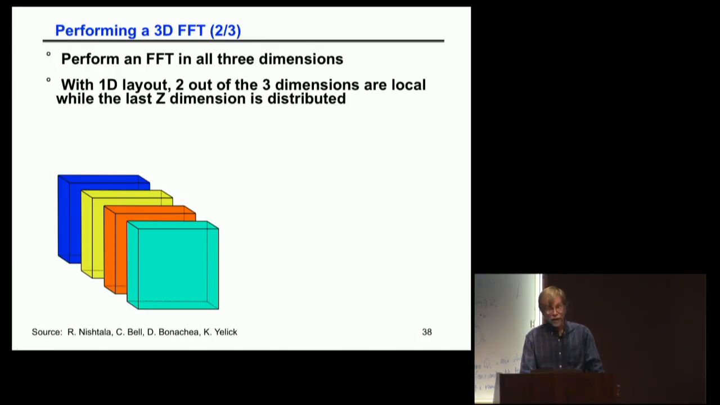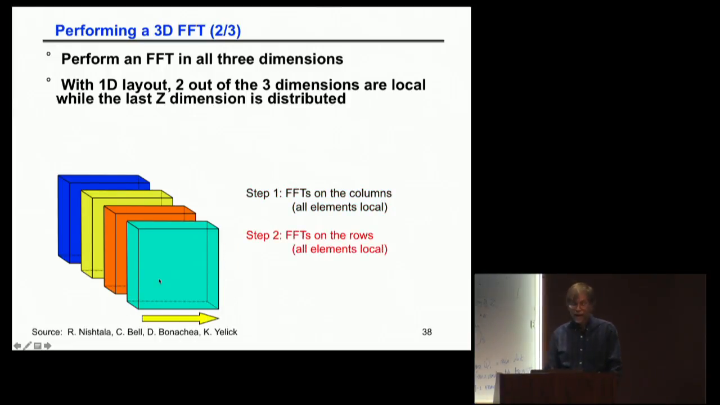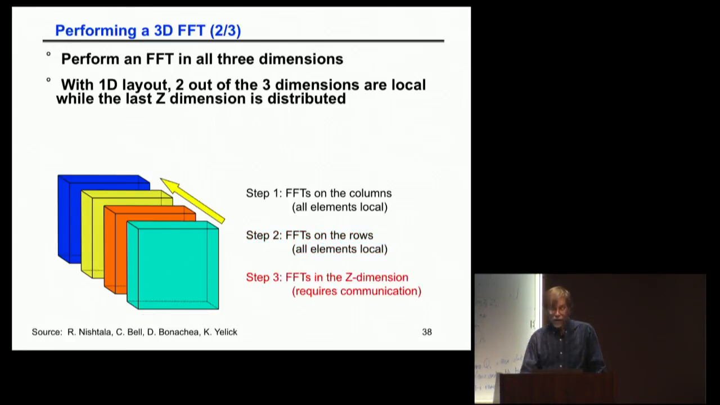So how am I going to do this? Step 1, obviously I can do all of the columns embarrassingly parallel. Each processor is going to do how many? It's going to be ny times nz over p different FFTs of size this dimension. So that's all local. Then it's going to do all FFTs in the rows. So that's all local computation, no communication. And now it has to do the FFTs in that direction. So we have to figure out how to transpose that.